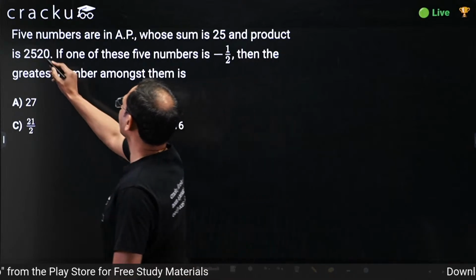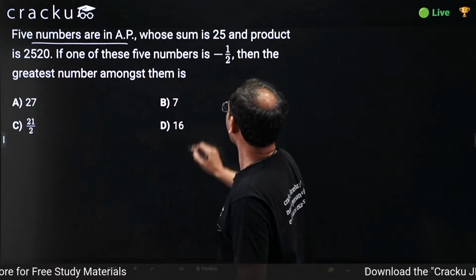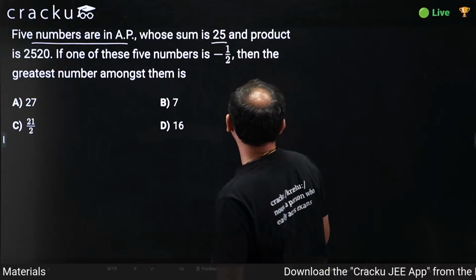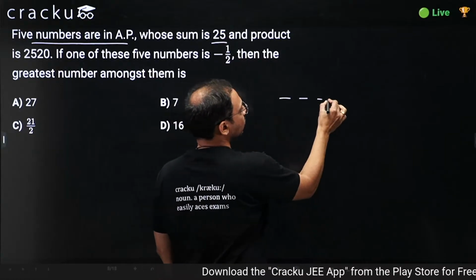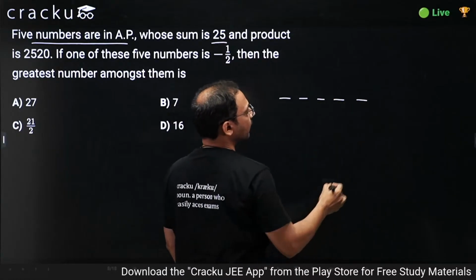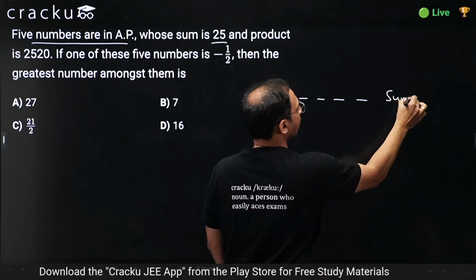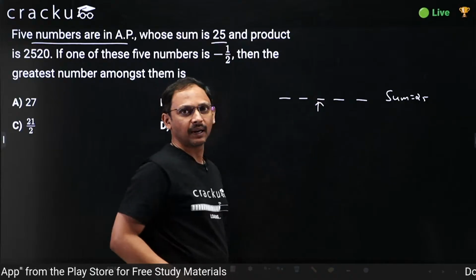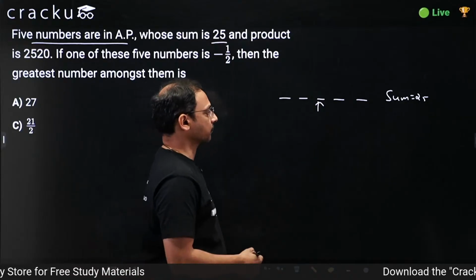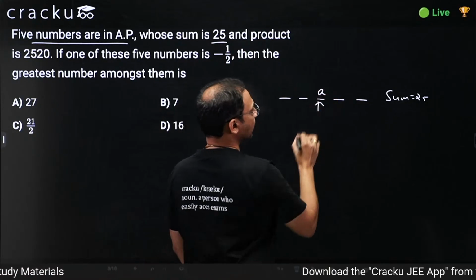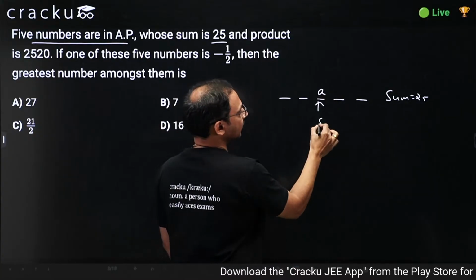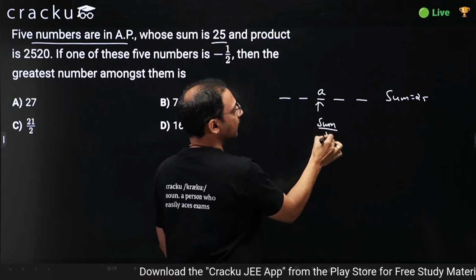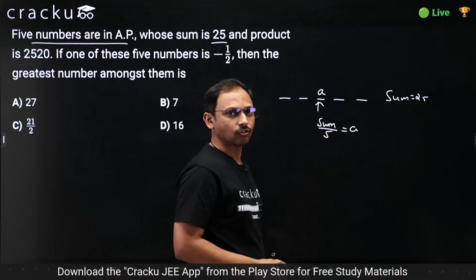5 numbers are in arithmetic progression and their sum is 25. Now there is a beautiful symmetric property you can use here. When 5 numbers are in AP, their average will be the middle number because they are in arithmetic progression. So if I call this number A, their average is nothing but sum of the numbers by 5. That will be equal to A.